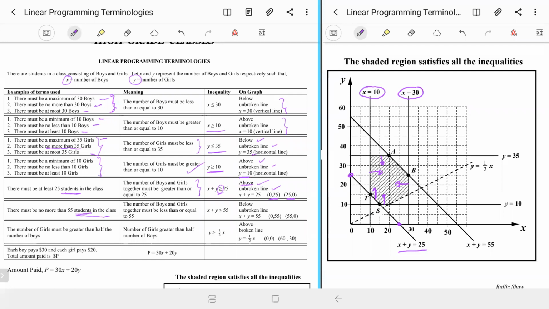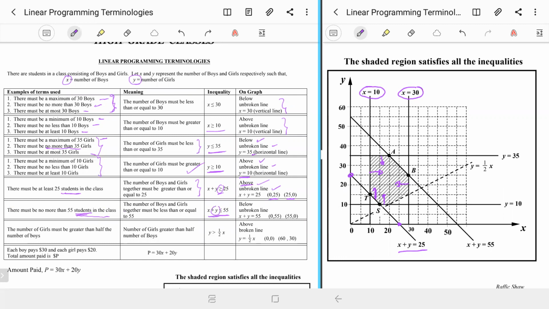The number of boys and the number of girls together must be less than or equal to 55. You cannot have more than 55 students in the class. The inequality you're going to write is this one right here: the number of students, which is x plus y, has to be less than or equal to 55. That inequality represents that statement. All right, and then how do we represent this inequality on the graph now?